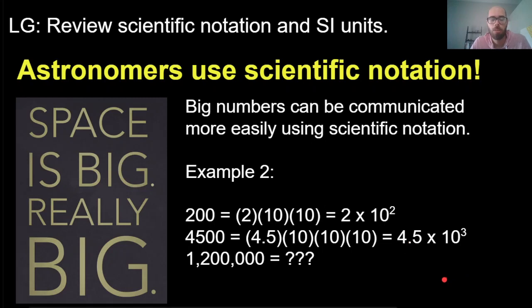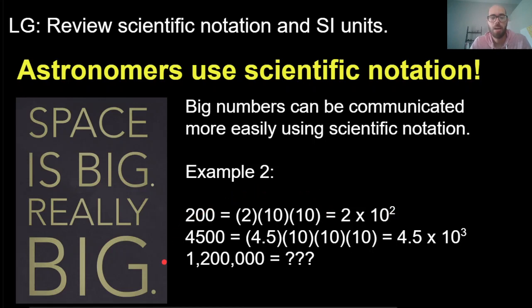Let's look at some more complicated examples. So for example, the number 200 can be written as 2 times 100, or 2 times 10 times 10, which is 2 times 10 to the power of 2, meaning we have to multiply the number 2 by 10 twice.